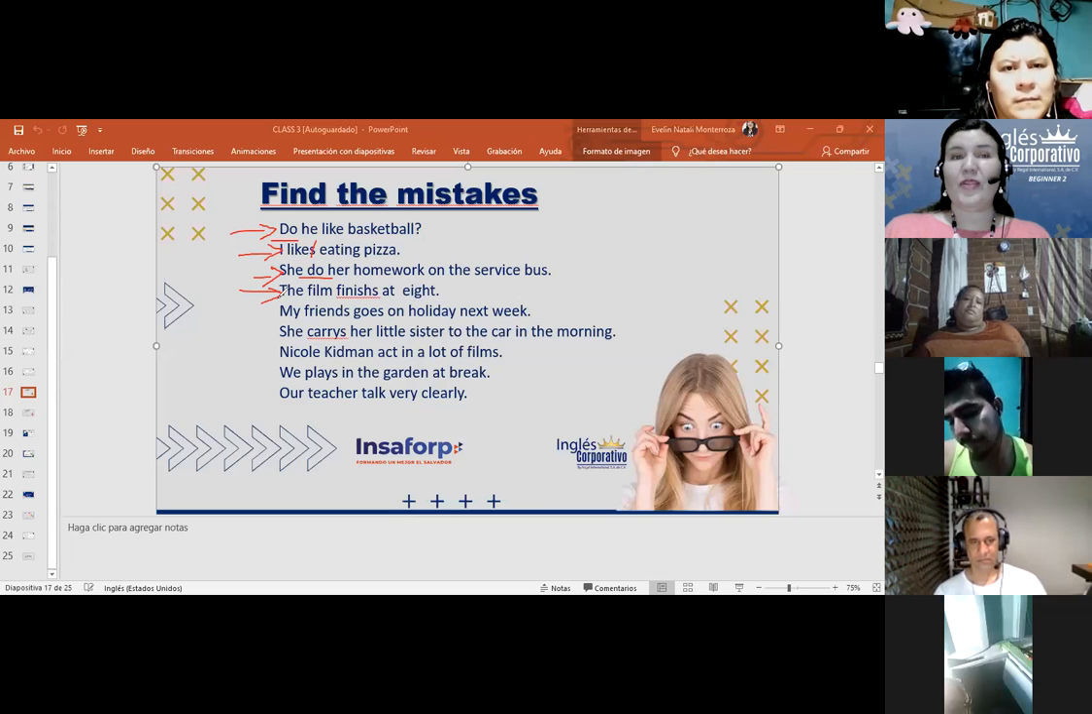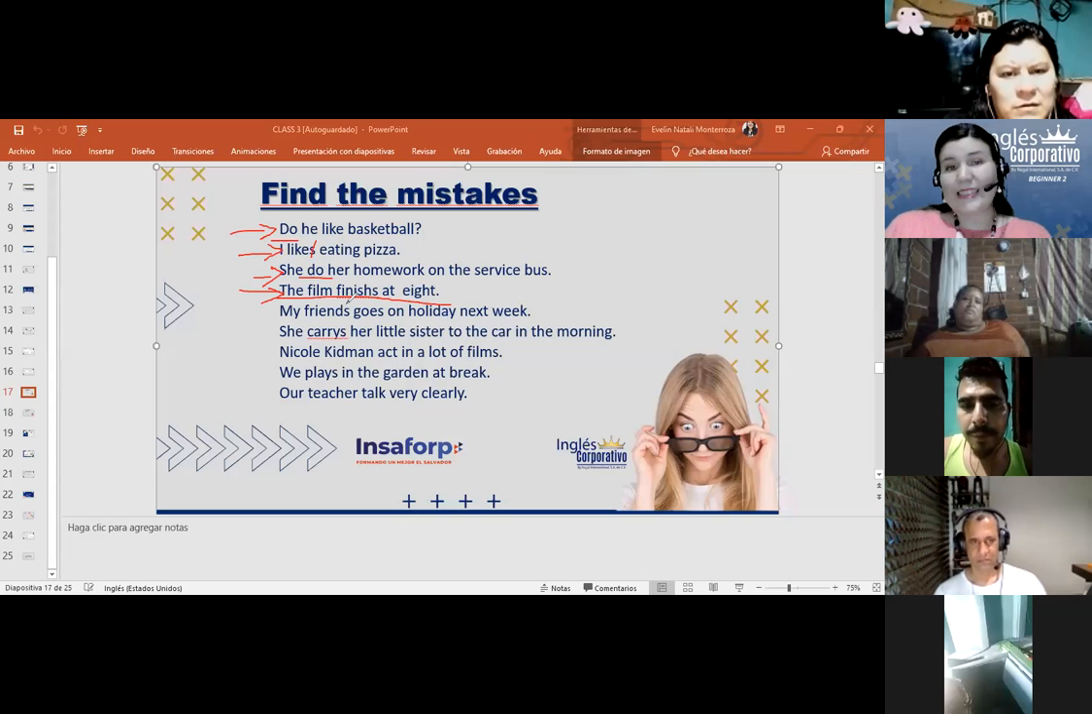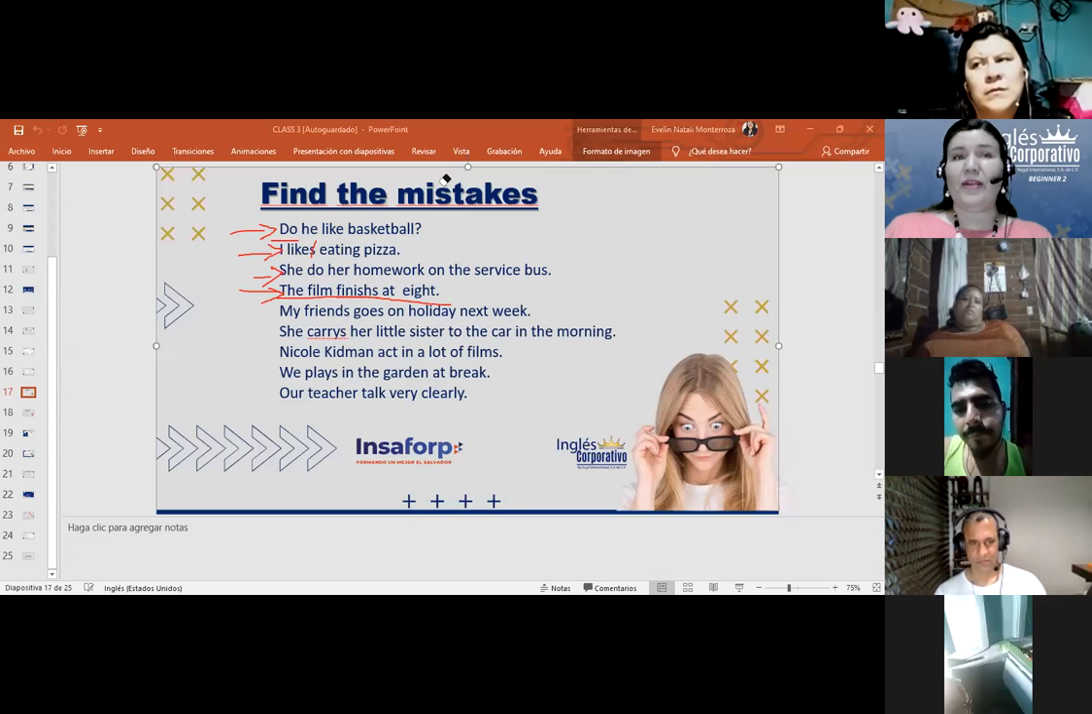What is the problem with number four? I don't know. The film, nos referimos a it, the film, un objeto. Tiene que agregársele S, the films. Ah, but this is plural. Si le ponemos aquí la S, estamos haciendo un plural. Okay. What would be the problem? Sigámoslo analizando. Si no, pedimos ayuda con el público, 50-50.